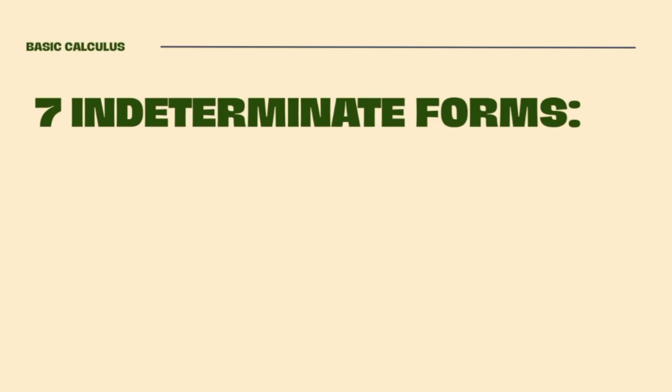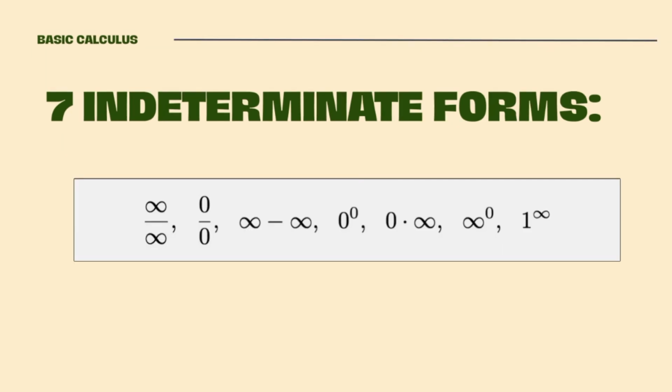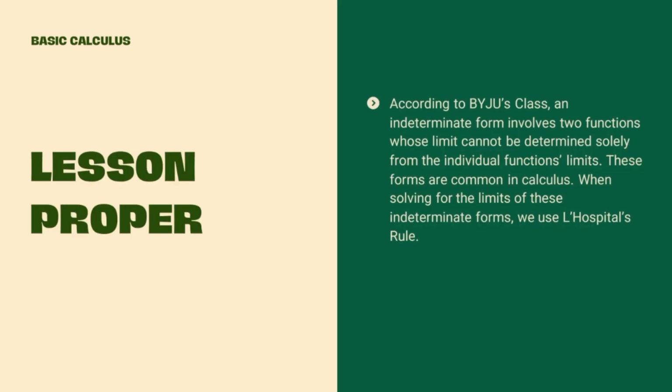For our lesson today, we will be discussing the proof of limit in an indeterminate form. But first, let us familiarize ourselves with the 7 indeterminate forms. Infinity over infinity, 0 over 0, infinity minus infinity, 0 raised to 0, 0 multiplied to infinity, and 1 raised to infinity. Before we proceed to our main topic, let us define what an indeterminate form is.